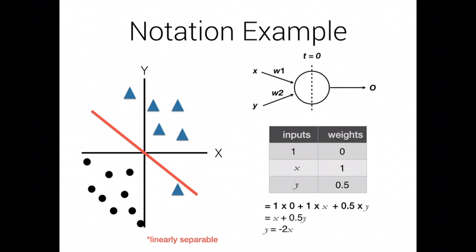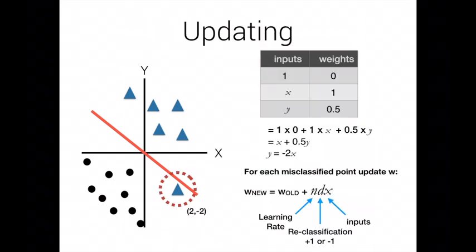But here we can see that this particular line actually misclassifies one of our triangles. One of our triangles has been put below the line and it's not with the rest of its friends. That's no good. We want it to belong with the rest of our friends. So how do we update our model in order to make it better? And that is pretty simple. We can use this formula.